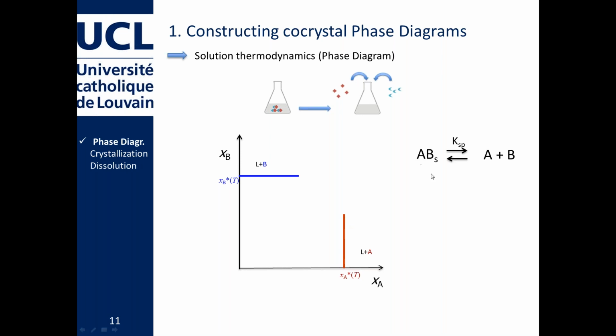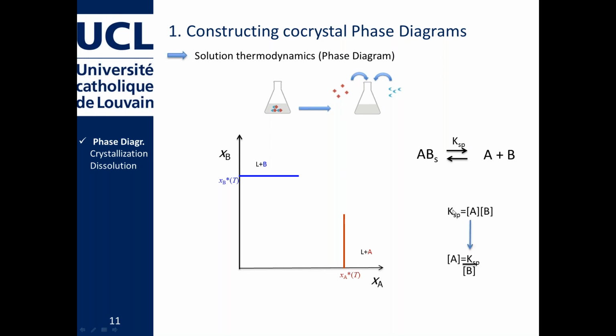Now, what about the co-crystal? The co-crystal is a solid phase, and when it dissolves it gives two compounds. So the concentrations of A and B are important in solution. It's a little bit like when you go back to first year chemistry and you had to talk about the solubility product. And actually, a co-crystal solubility is defined by a solubility product, KSP.